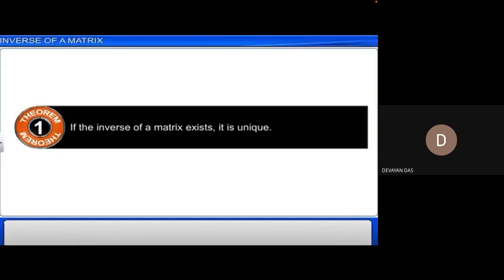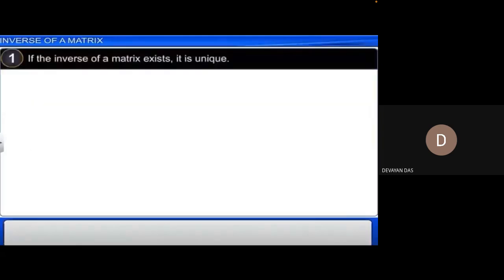Inverse of the matrix exists means that it is unique. So that is the one theorem we are going to have here. The inverse of a matrix is unique, meaning only one inverse will exist for one matrix. Another, second inverse will not exist.